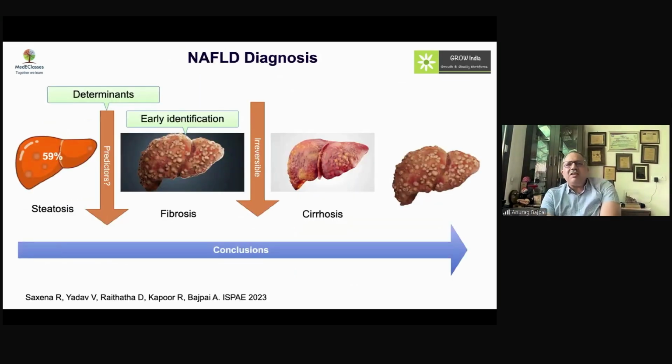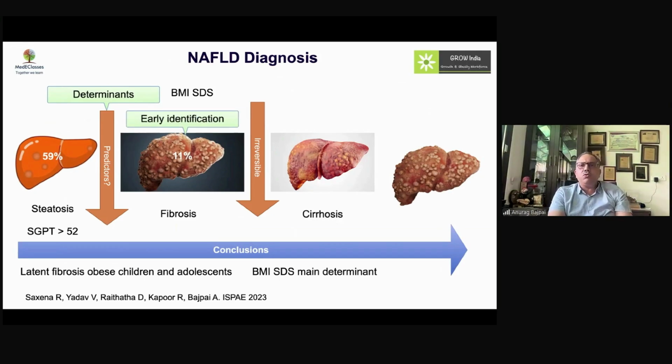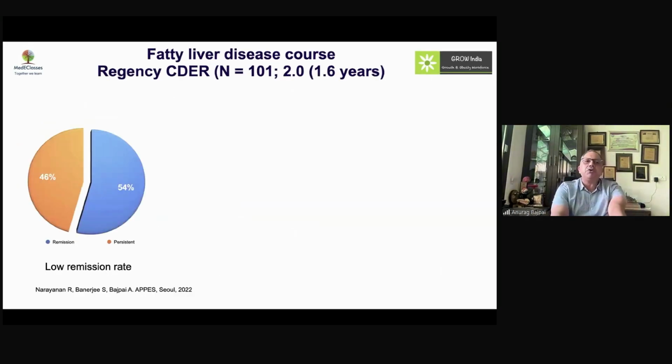We did a study in which we wanted to correlate the SGPT or the ALT levels with fibrosis. And what we found is that there is a significant proportion of individuals who have latent fibrosis, and BMI is a major clue in that perspective. ALT levels above 52 suggested steatosis, and above 69 suggested fibrosis. So if you're really bothered, look at ALT levels. If they are above 69, that's a major cause of concern, because once NAFLD happens, it's a progressive disease.